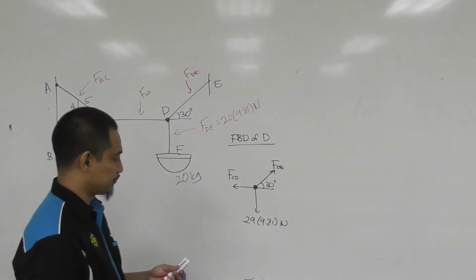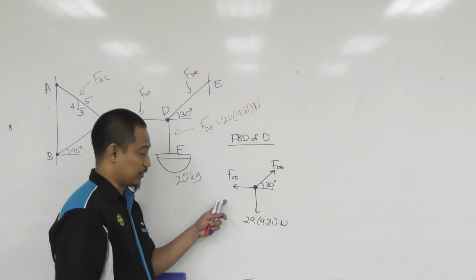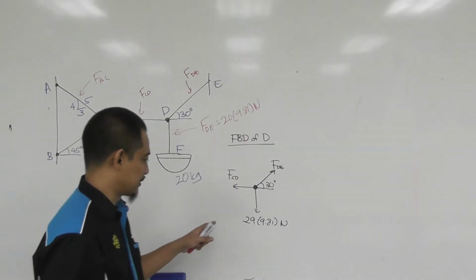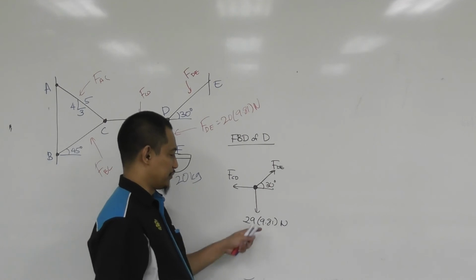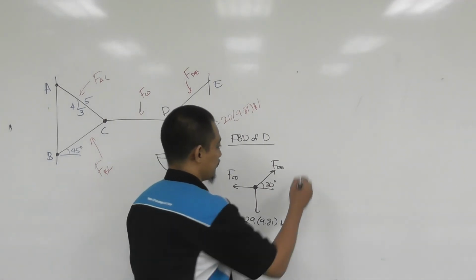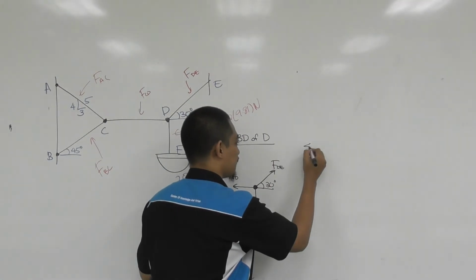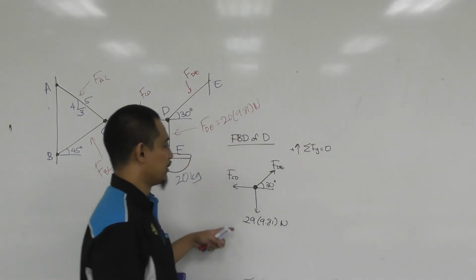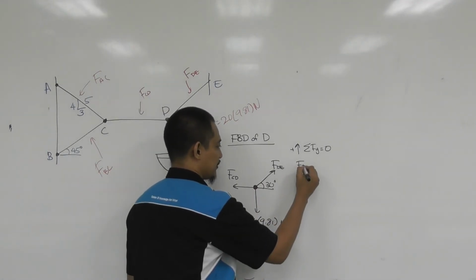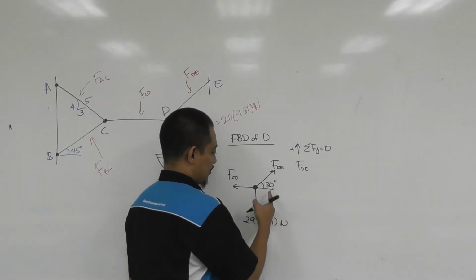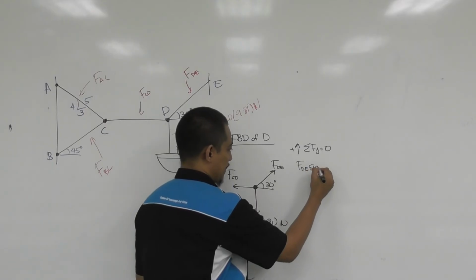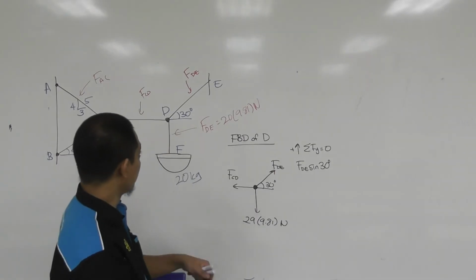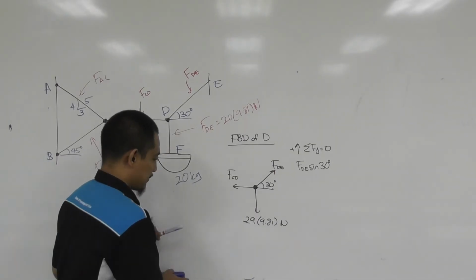So from here, what can we do? We can solve both of these. In this case, it's easier to start with vertical, because we have a vertical value here. So we do summation of Fy equal to 0, going upwards positive. So we have FDE sine 30 minus, sorry, this is wrong. This is 20, right? Why is it 29?